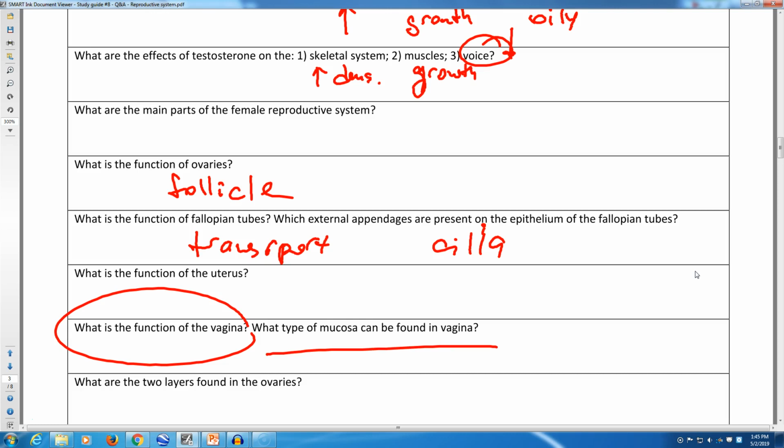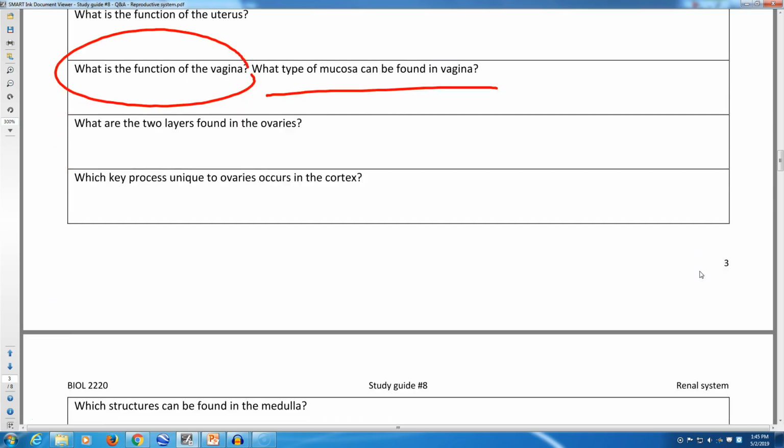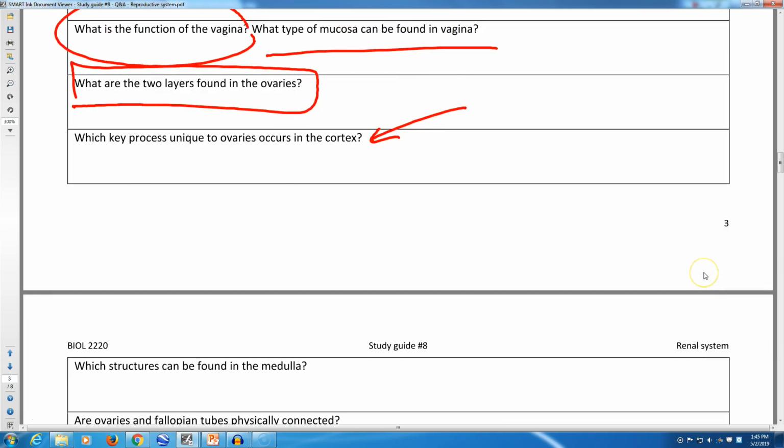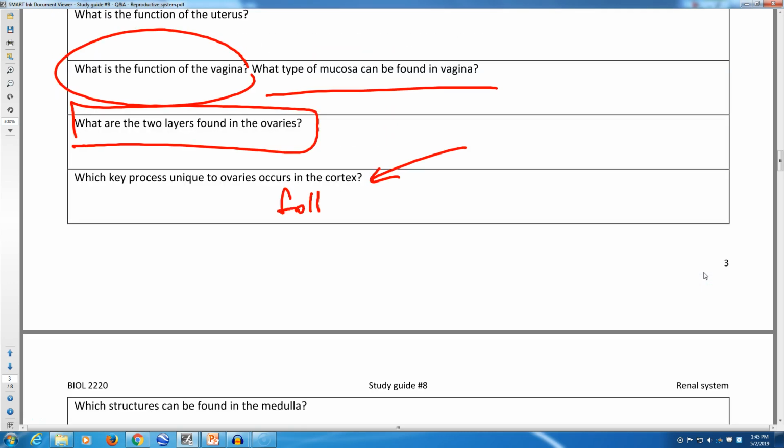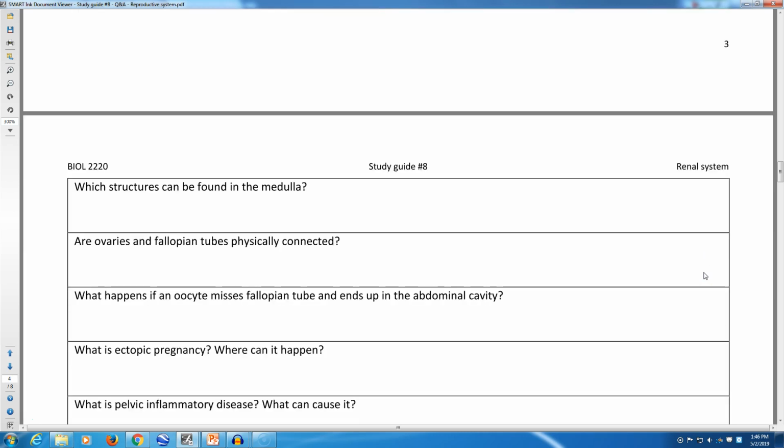Vaginal mucosa: stratified squamous epithelium. 2 layers in ovaries: cortex and medulla. In the cortex there is follicle stimulation, follicle maturation. In the medulla, blood vessels, nerves, and so on and so forth.